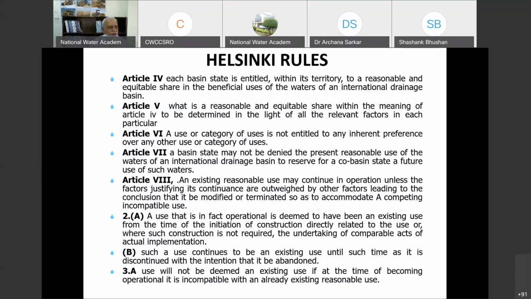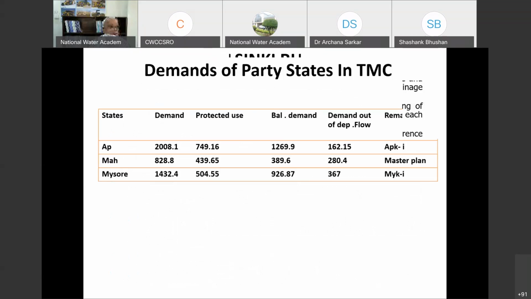The use that is in fact operational is deemed to be an existing use from the time of initiation of construction directly related to the use, or where such construction is not required, comparable acts of actual implementation. Such use continues to be an existing use until such time as it is discontinued with the intention that it be abandoned. And if a use is compatible, it is treated as existing.